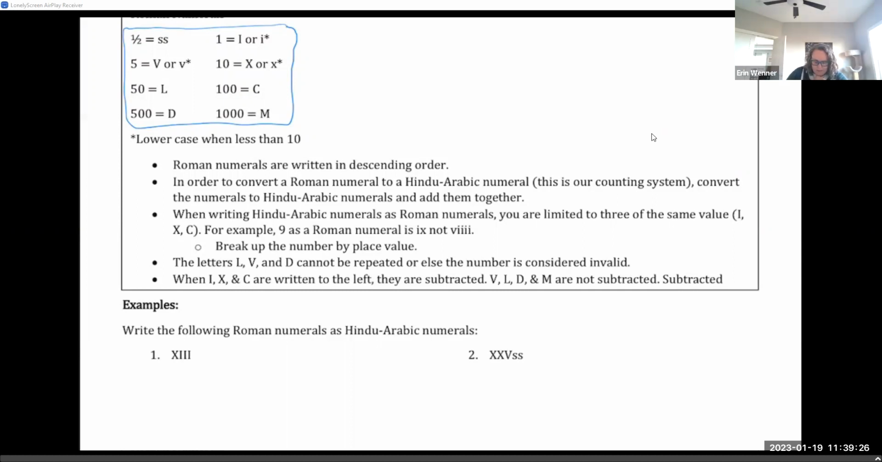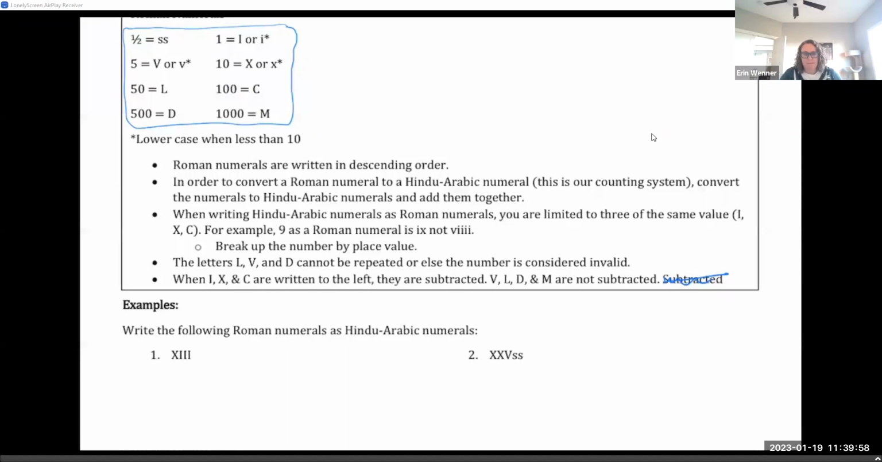And when you're writing these, think about breaking the number up by place value. The letters L, V, and D cannot be repeated, or else the number is considered invalid. And when I, X, and C are written to the left, they're subtracted. We cannot subtract V, L, D, and M. Looks like I have an error there. Ignore that. So I have a question, yes, already. We haven't even started. That's okay.